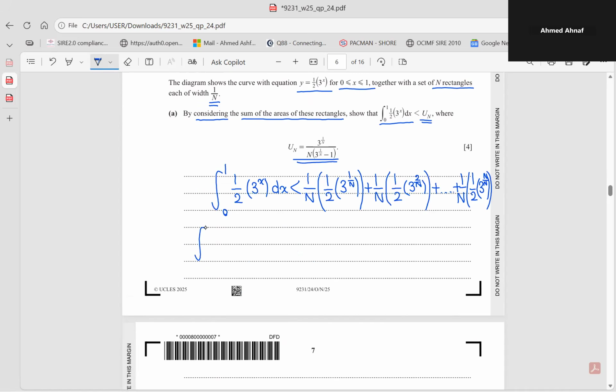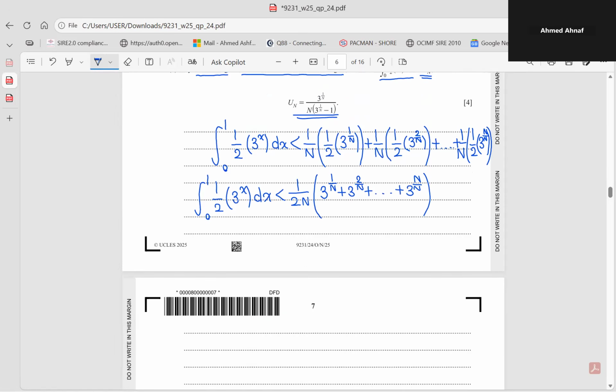So this one we can rewrite. This summation that we formed here, we can actually factor out some common terms. We can factor out 1 over 2n. And doing that, that just gives us 3 to the power of 1 over n plus 3 to the power of 2 over n, and so on, all the way until 3 to the power of n over n.